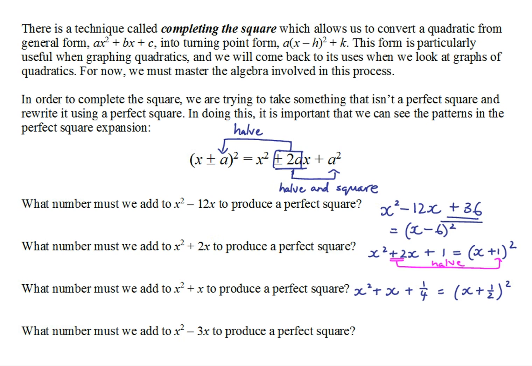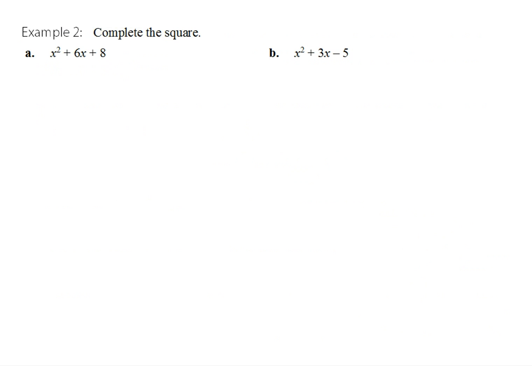What number must we add to x squared minus 3x to produce a perfect square? So we've got x squared minus 3x. We wish to halve and square the negative 3. So half of negative 3 is negative 3 on 2, and when we square that, we'll get 9 on 4. And this is going to be equal to x minus 3 on 2 all squared. So this idea of how do we create the perfect square, given the first two terms, is what's important in completing the square. Okay, so let's have a look at actually going on to complete the square now.